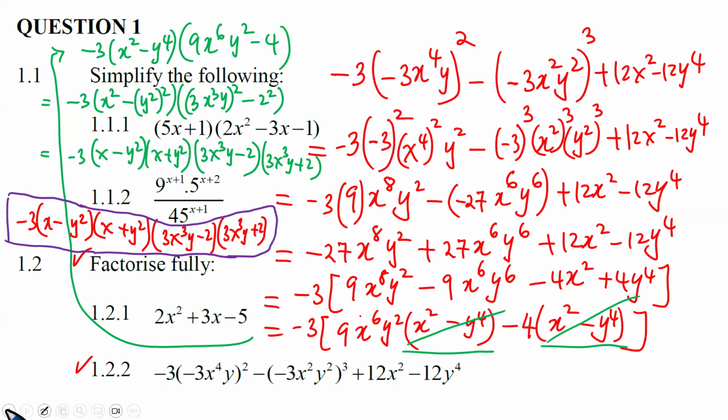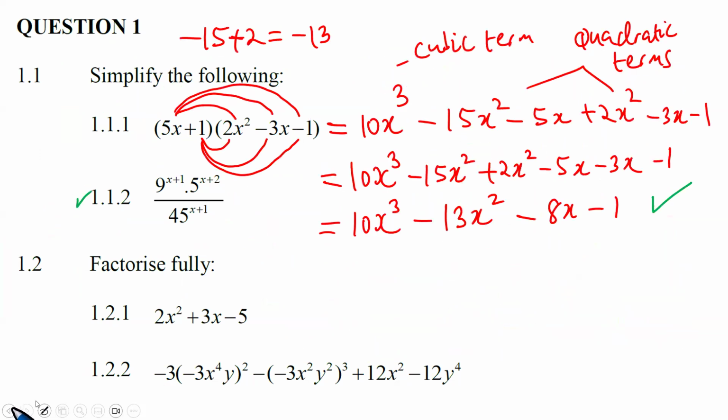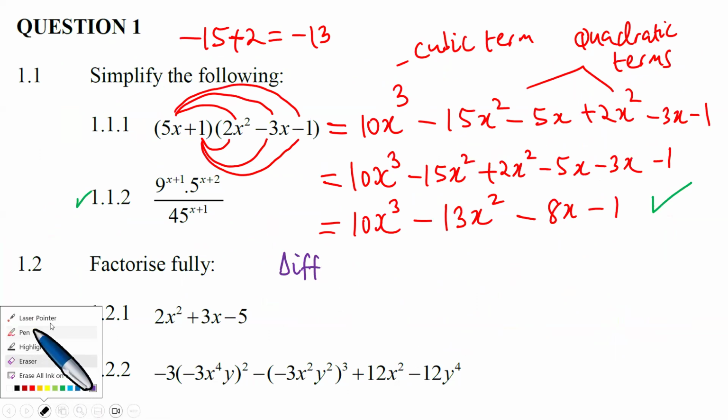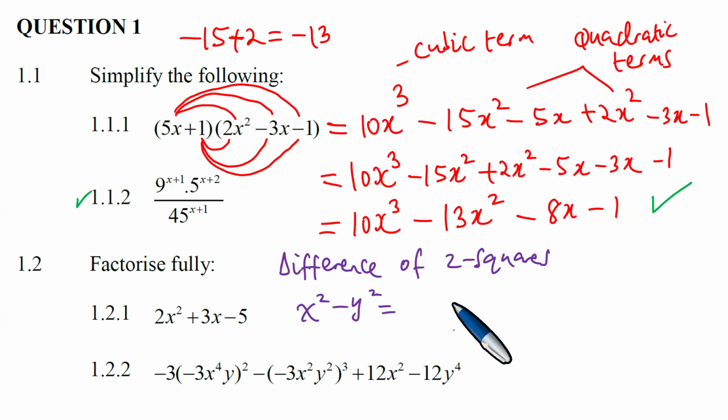What is the difference of two squares? What do you know about the difference of two squares? Let's speak about the difference of two squares. What is the formula for the difference of two squares? Let's talk about that one. So if you have like x squared minus y squared, it is equal to what?